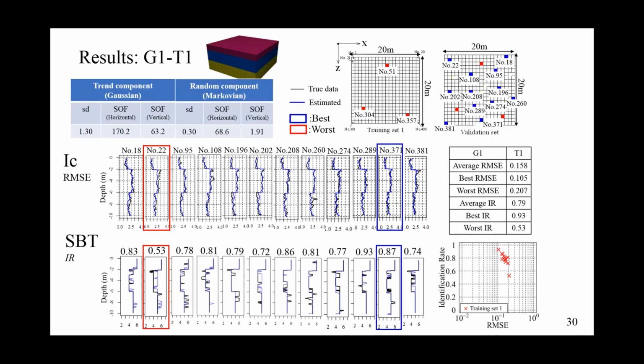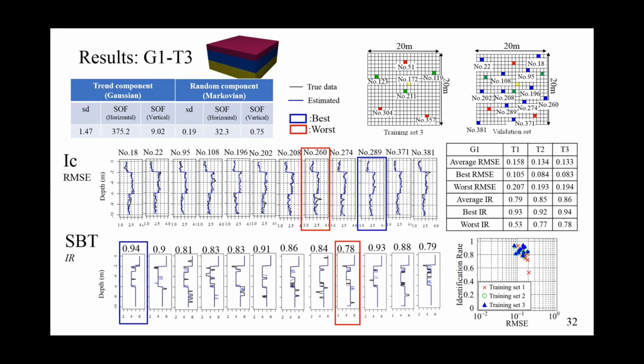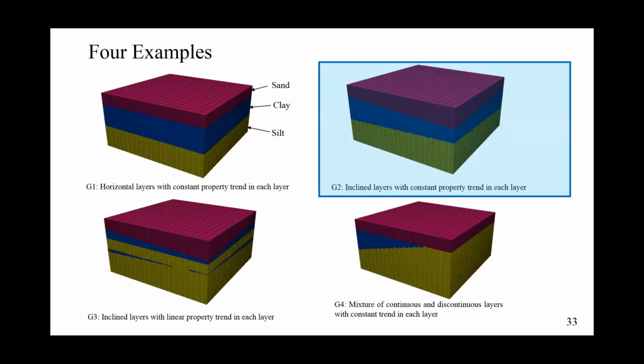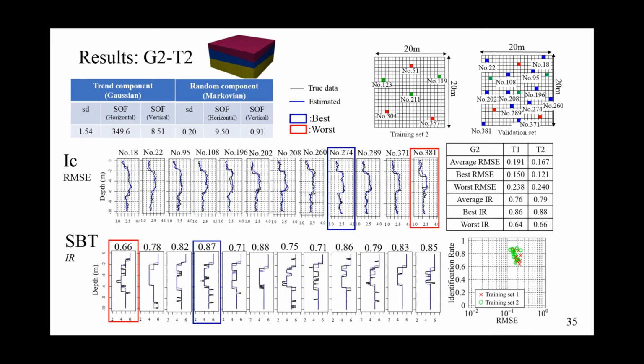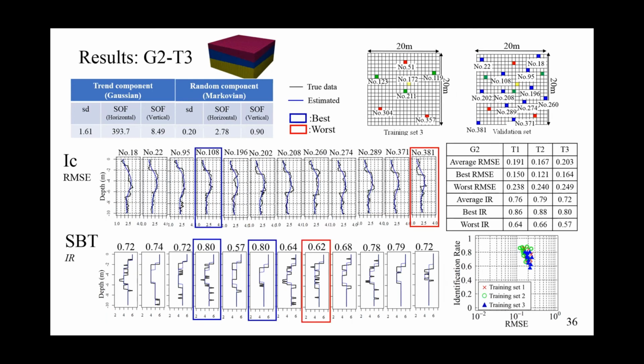And let me skip, and this is the result. IC and SBT identification ratio are shown at the top of each figure. And RMSE and IR are plotted here for each boring validation set, like this one. Training set number 1, training set number 2, number 3, like this. Same way, G2 model, training set number 1 and training set number 2, 3.